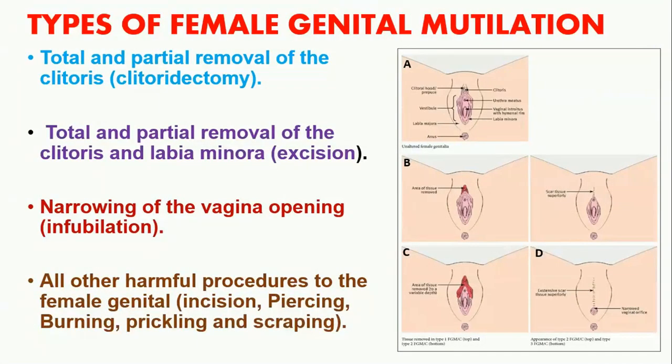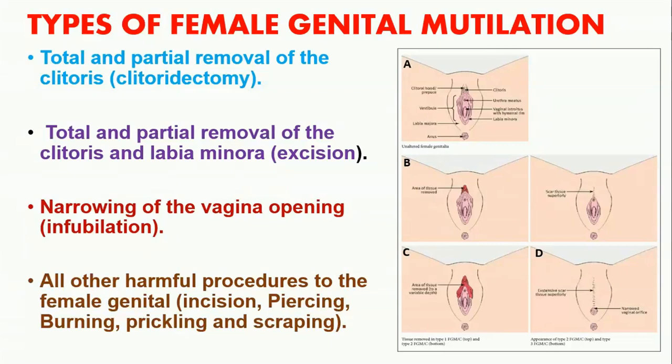So let's discuss the types of female genital mutilation. Now, we have 5 types here. The first one is total and partial removal of the clitoris, or clitoridectomy. Looking at the images here, the one labeled A is showing a normal female genital, that is external genital of a female. It has the clitoris, the labia majora, labia minora, it has the vaginal opening, and so on. So, total and partial removal of the clitoris. You will see that in the one labeled B.